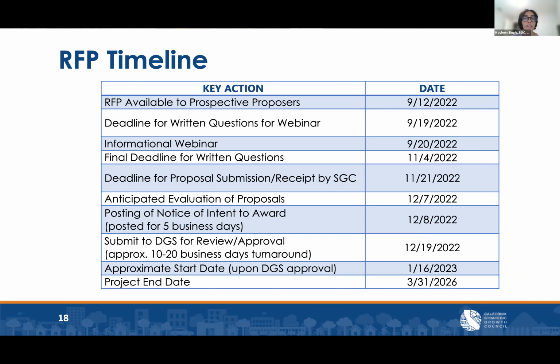We will post a document with all the answers to the questions we've received iteratively throughout the Q&A period. Proposals are due November 21st. Please be sure to submit your bid before the deadline. We cannot accept late proposals, even if they come in minutes after the deadline. And we plan to post our decision on December 8th.